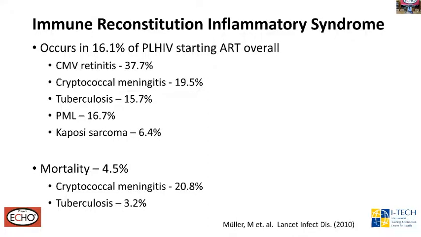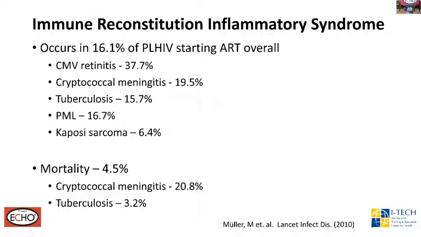So CMV is cytomegalovirus. It is a virus that tends to affect persons who are the most immunosuppressed with CD4 less than 50. It can affect the eye, it can affect the GI tract, it can sometimes cause a very rapidly progressive encephalitis, and IRIS occurs in almost 1/3 of persons who are diagnosed with that. Cryptococcal meningitis, again, 1 in 5, again, a condition that tends to affect the most immunocompromised person living with HIV. Tuberculosis, about 15%. Progressive multifocal leukoencephalopathy, which is due to brain infection by something called JC virus, 16.7%.